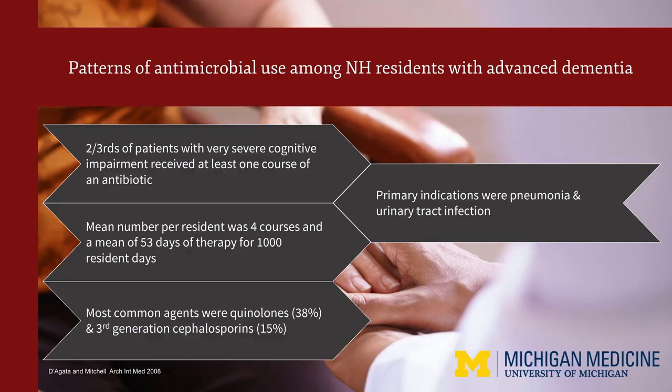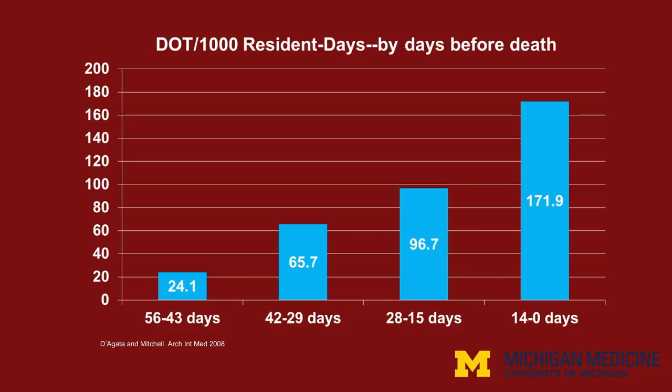The most common agents were quinolones in 38% and third-generation cephalosporins in 15%, with the primary indications being pneumonia and urinary tract infection.